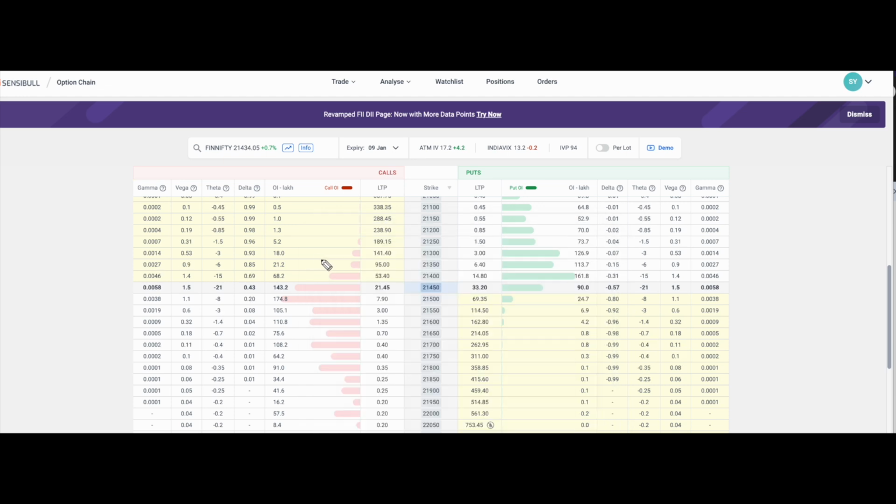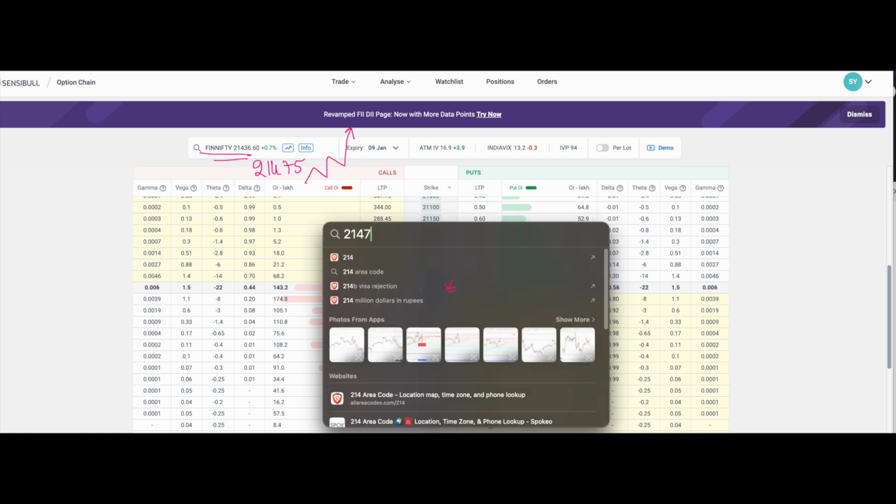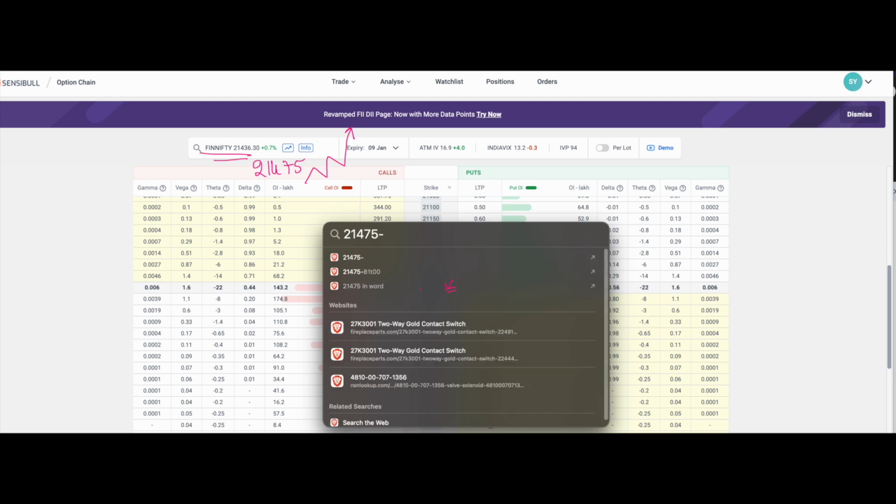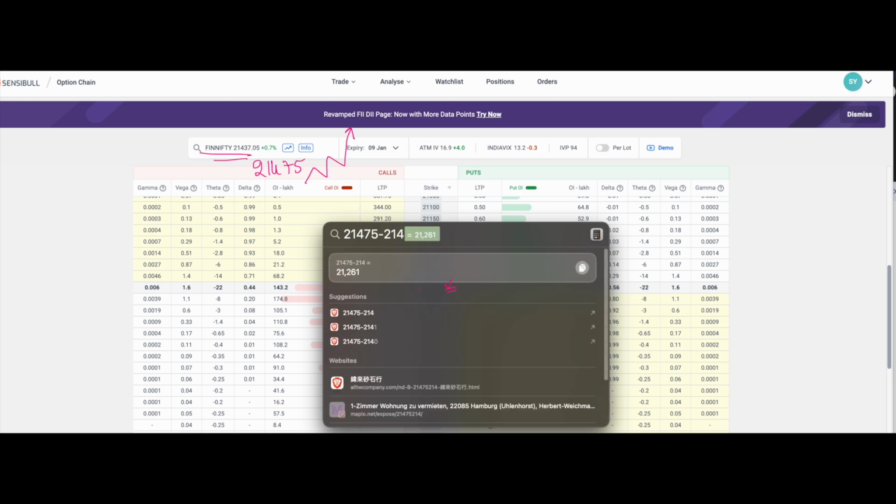21,475. This means simply what you need to understand is, if you choose this strike price for your entry, Nifty has to go to 21,475. That is when you will be seeing profits in the market. 21,475 minus the current market price 21,435. So this is close to 40 points.